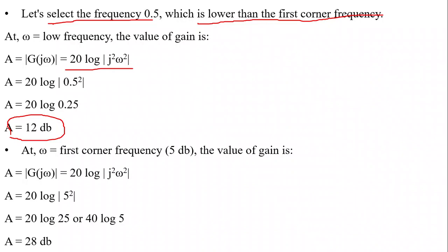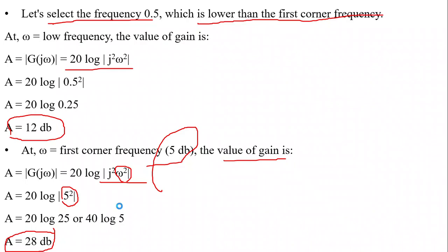And then second, we take the frequency as 5 radians per second. For this we have to find the value of the gain. We already know how to find the gain: A equal to 20 log of modulus of j squared omega squared. In place of omega squared we replace 5 squared. So at last we get A equal to 20 log of 25, which is 28 dB.